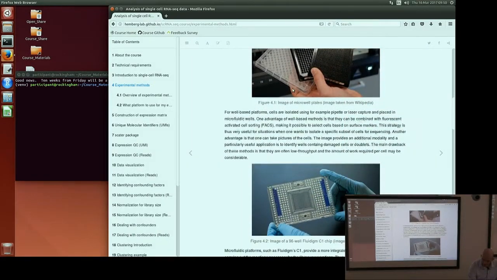In addition to the throughput, there are of course other aspects to consider. I think the main advantage of using these plate-based methods is that you can combine them, for example, with FACS sorting, which allows you to enrich for a certain population based on some surface marker of the cell that you might know about. It also allows you to combine, for example, with laser microdissection, which can also be very handy if you're trying to search for cells based on their location in your tissue.